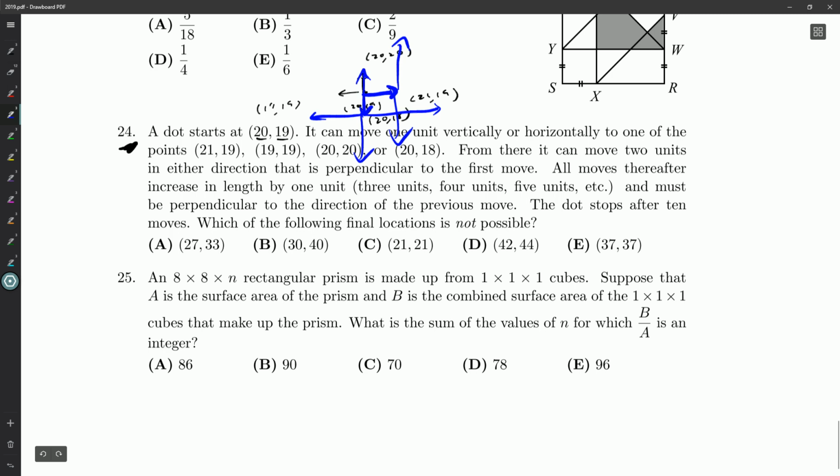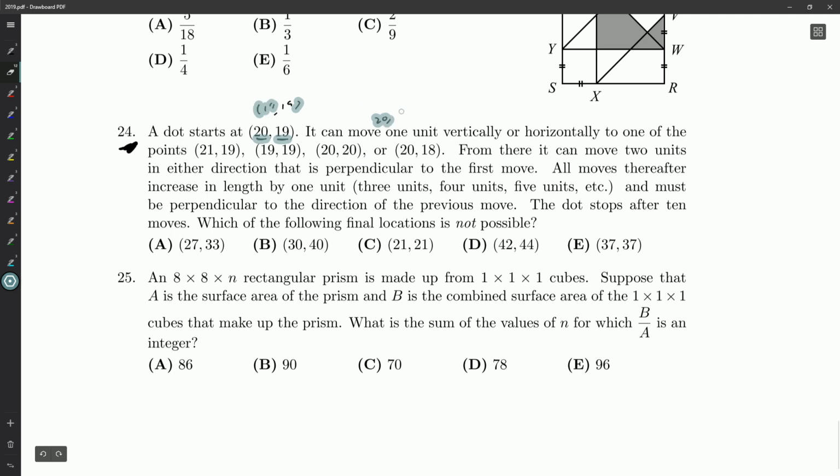All moves thereafter increase by 1 unit length. So, now that we've gone up by 2 units, we could go left or right by 3 units, and then maybe down by 4 units, and then left by 5 units, and maybe down by 6 units, and then maybe back by 7 units. That's the sort of thing that they're talking about here. Lots of different possibilities, because we've got 4 initial directions to go in, and then thereafter you've got 2 directions 10 times, so that's going to be what? Something like 2,048 different possibilities of what we can do.